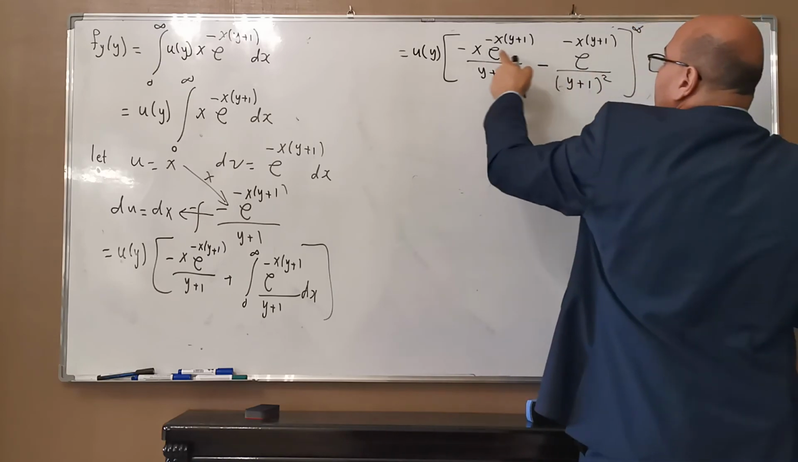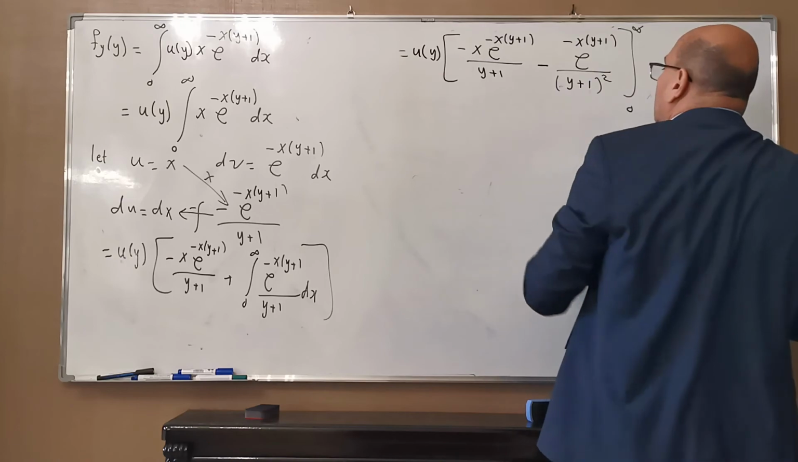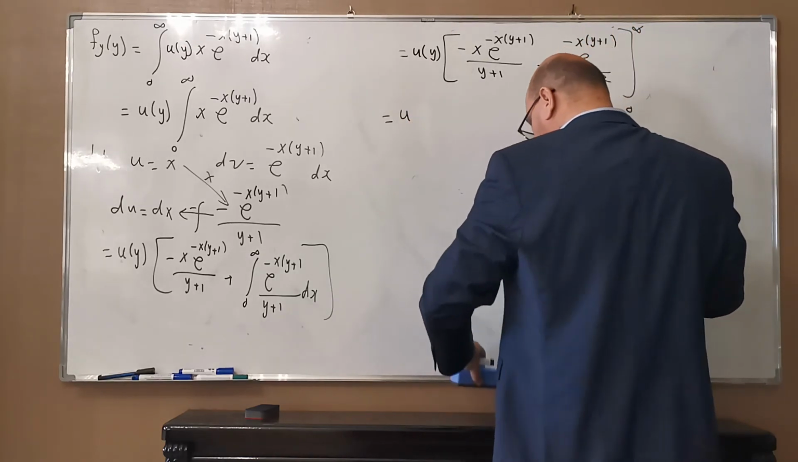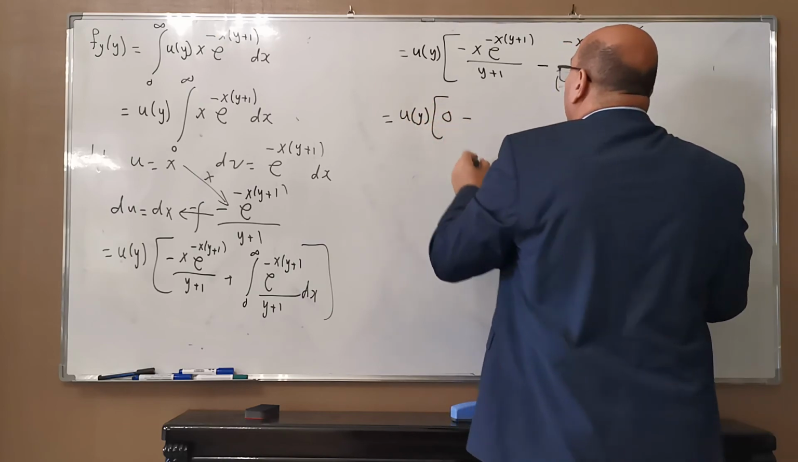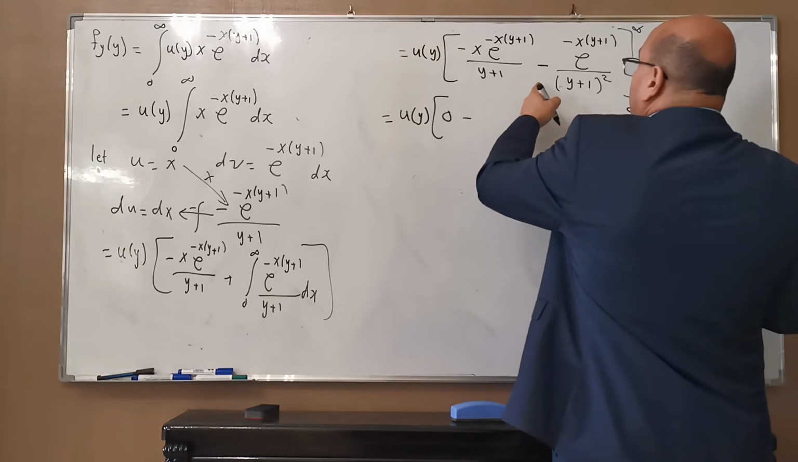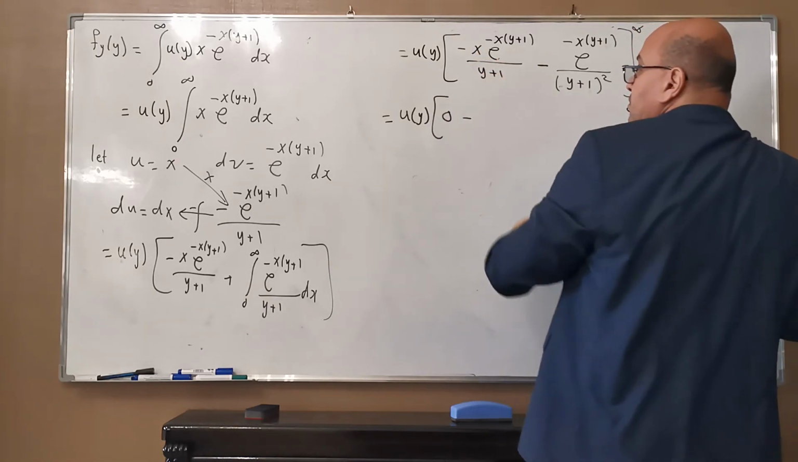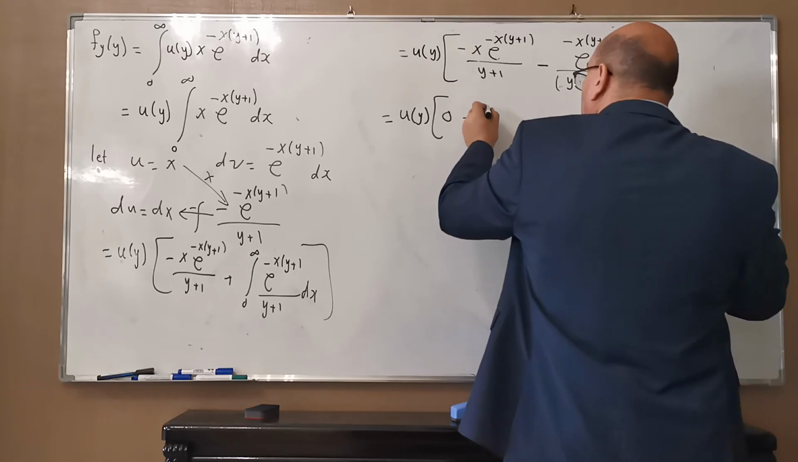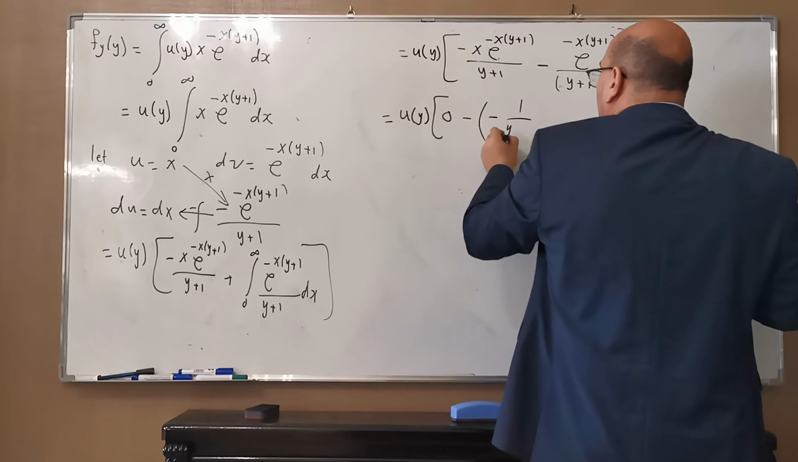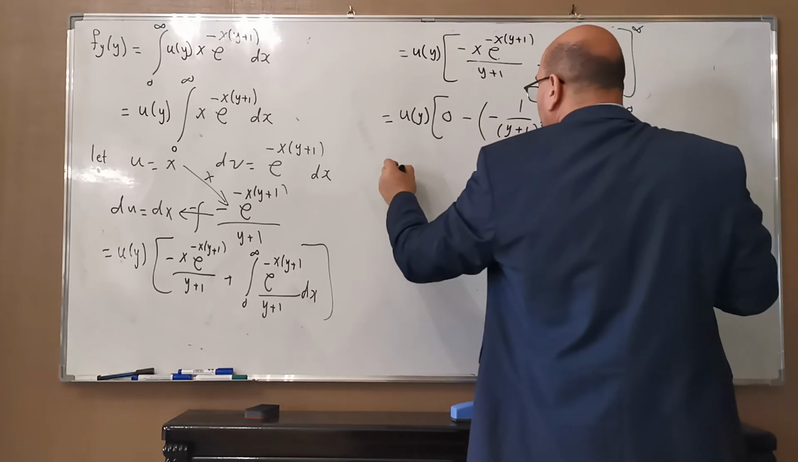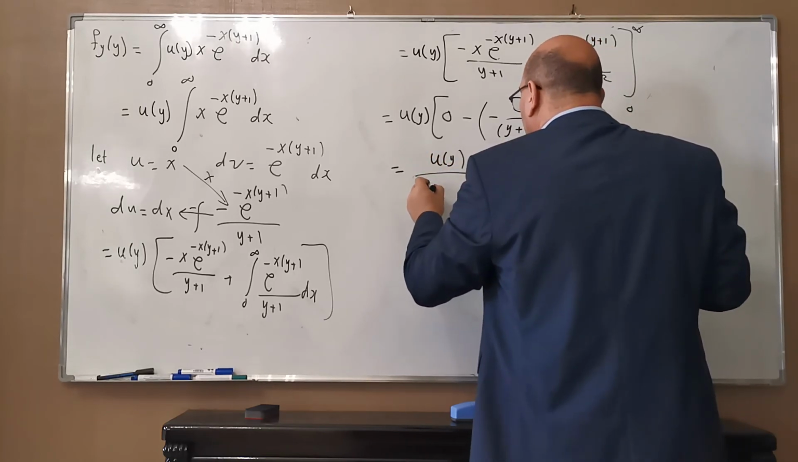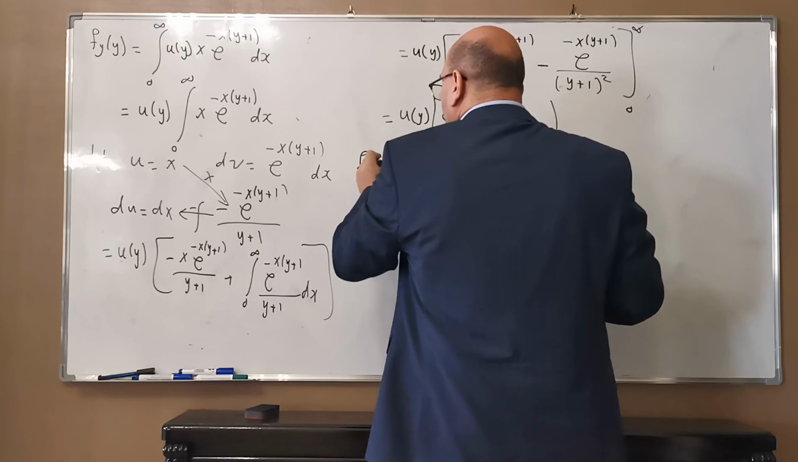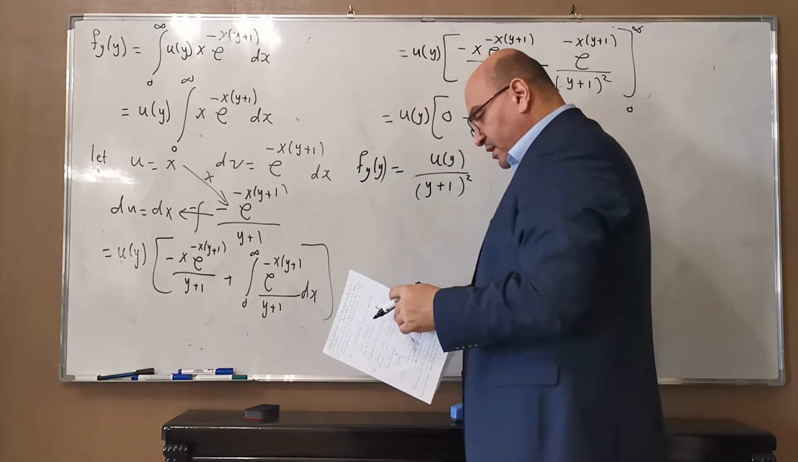Now, if you apply infinity, the first term is 0 and the second is 0, so you have u of y times 0 minus, and you have a minus sign. For the first term, when you apply 0 for x, this x is 0. For the second term you have minus, minus, so it's plus. So inside here is minus 1 over (y plus 1) squared. So the function is u of y over (y plus 1) squared. This is f_Y of y, the marginal density of y.